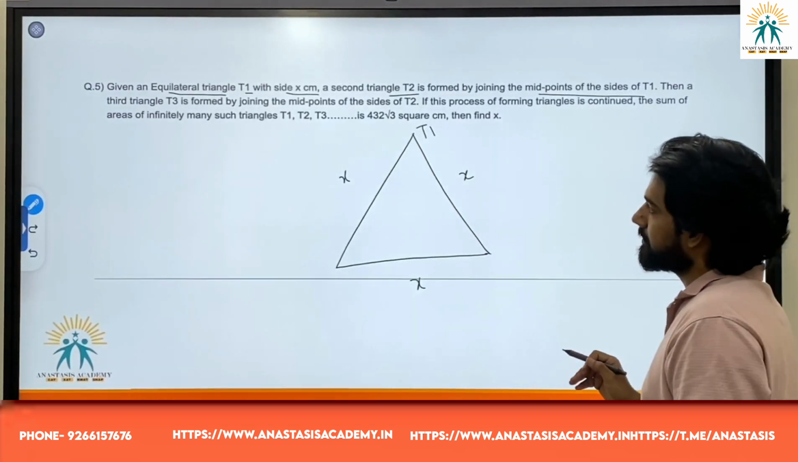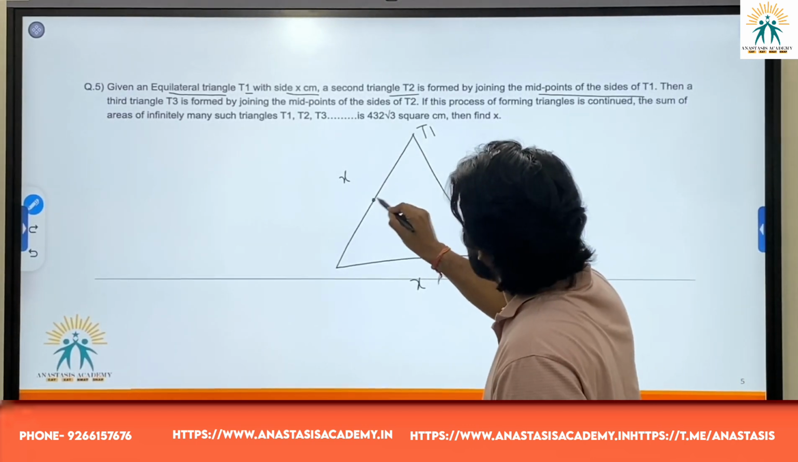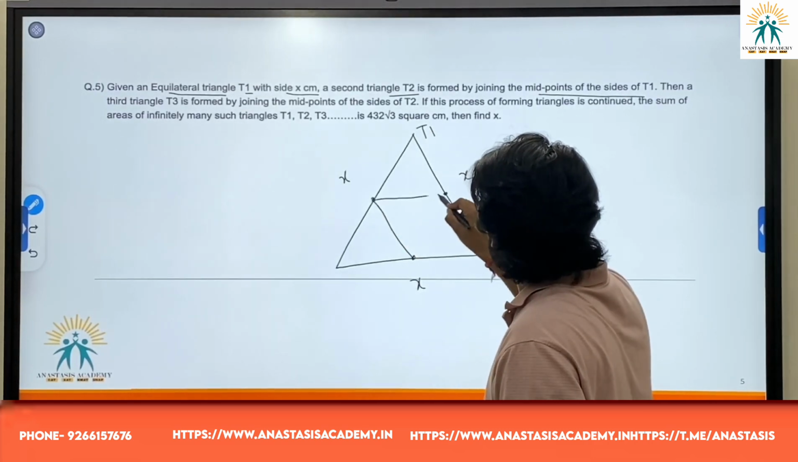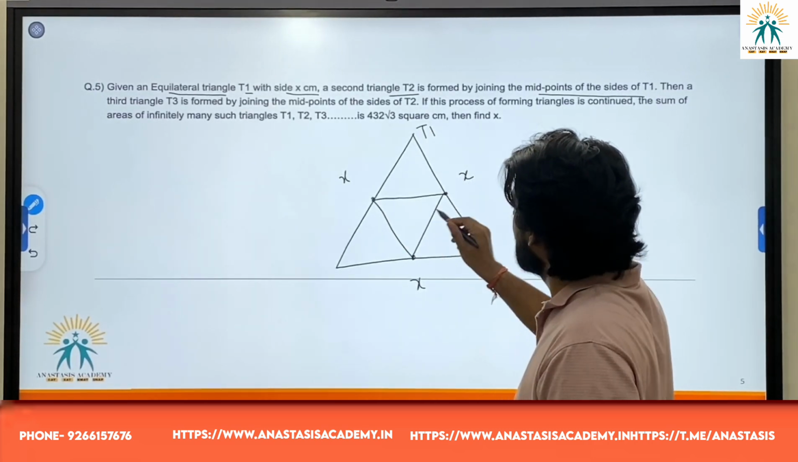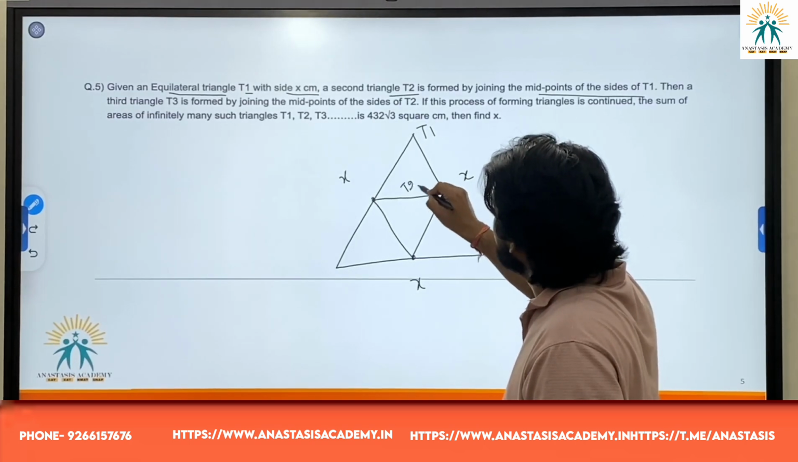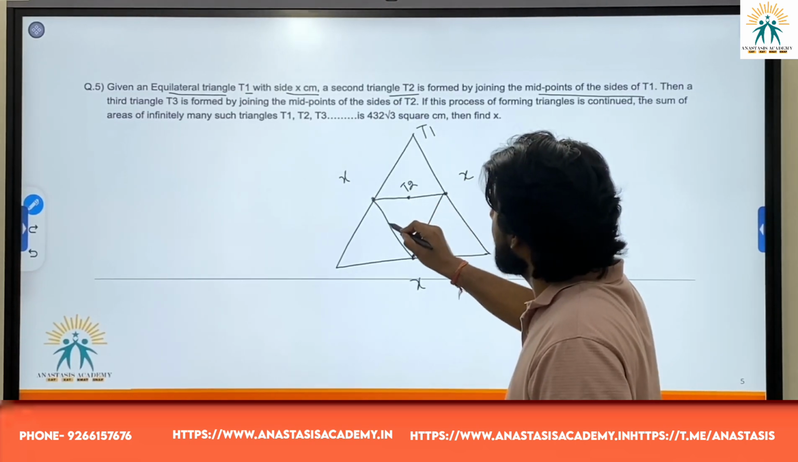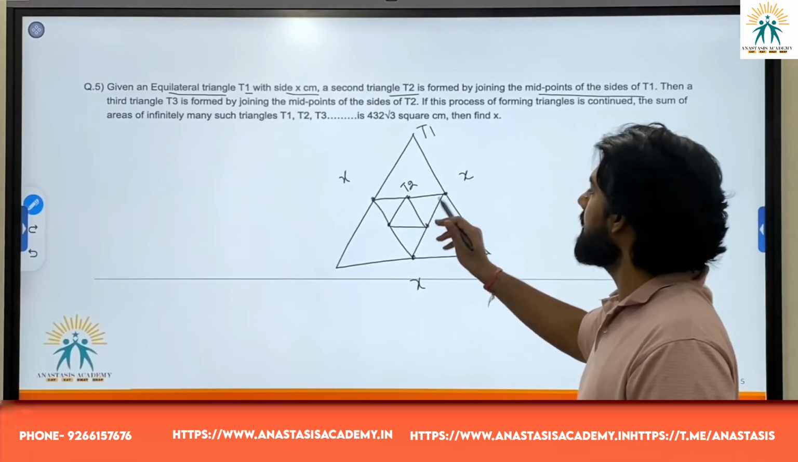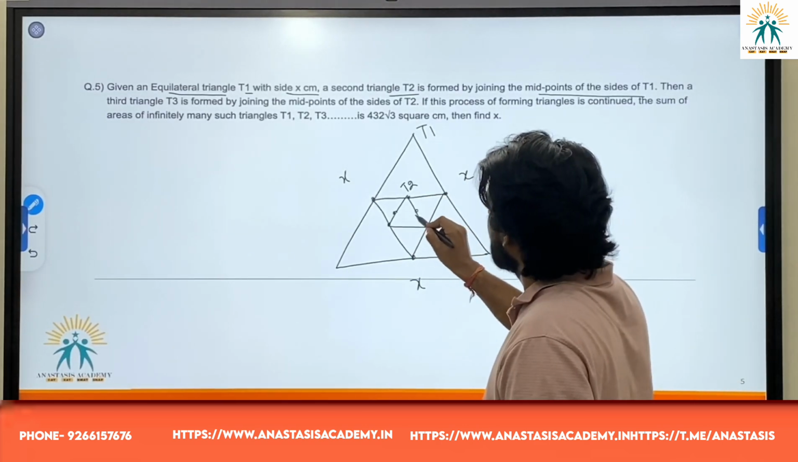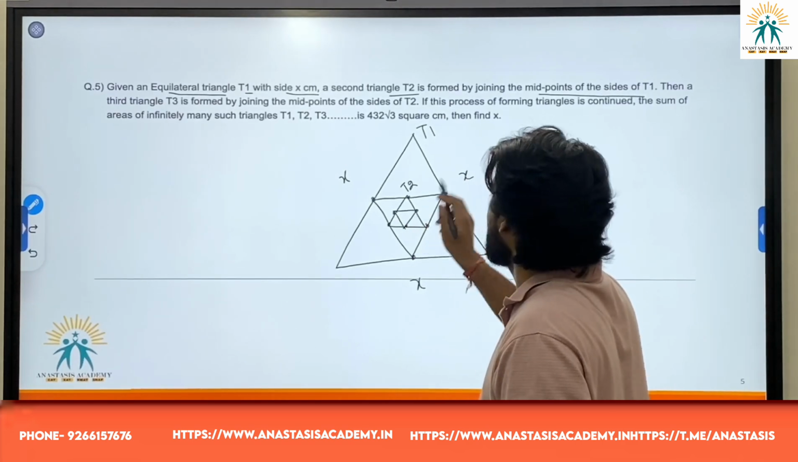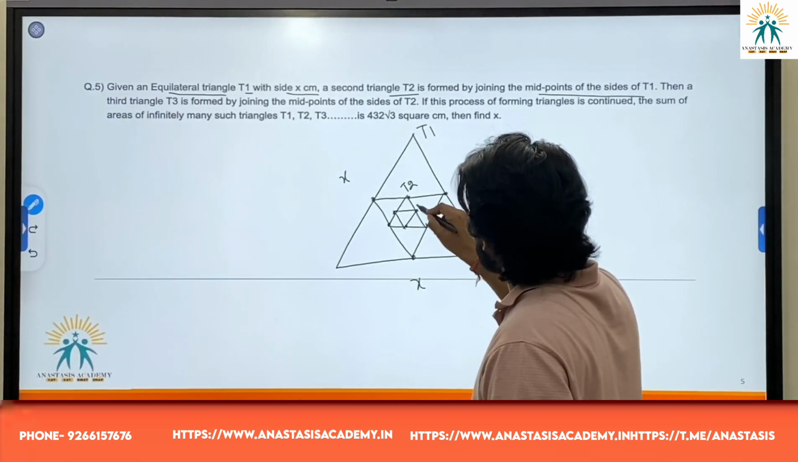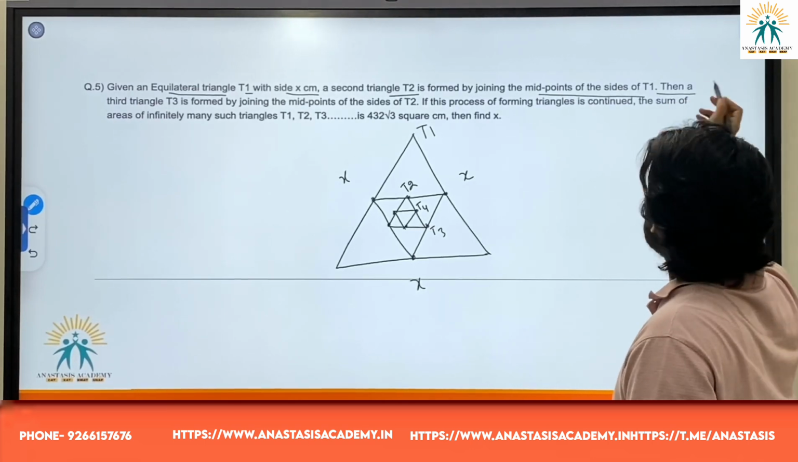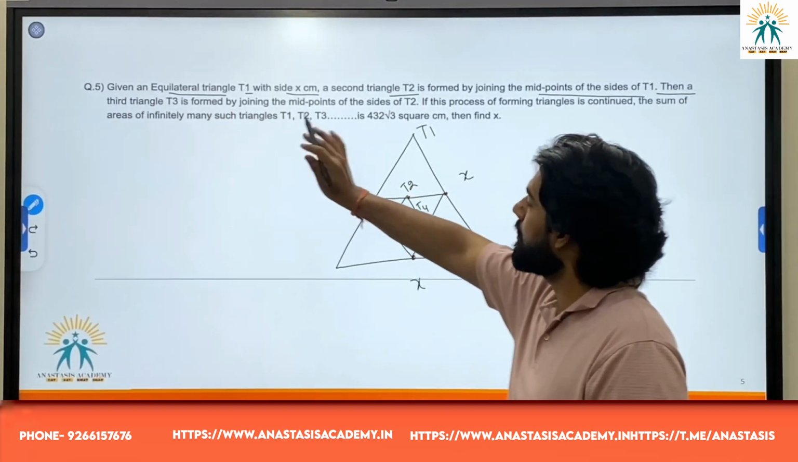Now, by joining the midpoint of each side, another equilateral triangle is formed, which is T2. Now, again, by joining the midpoint of this triangle, one more equilateral triangle is formed, and it is repeated till infinity. So, triangle T3, this is triangle T4, and infinite triangles are formed. It is given, then a third triangle T3 is formed by joining the midpoint of T2.